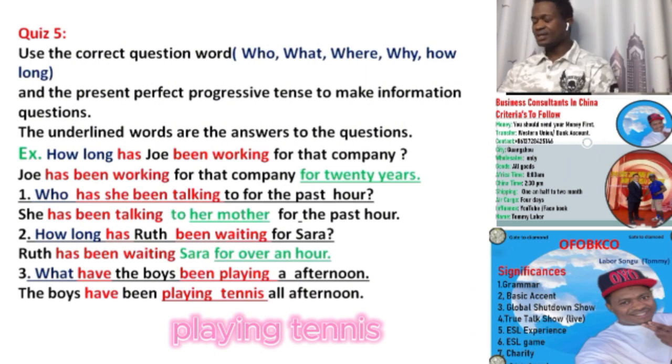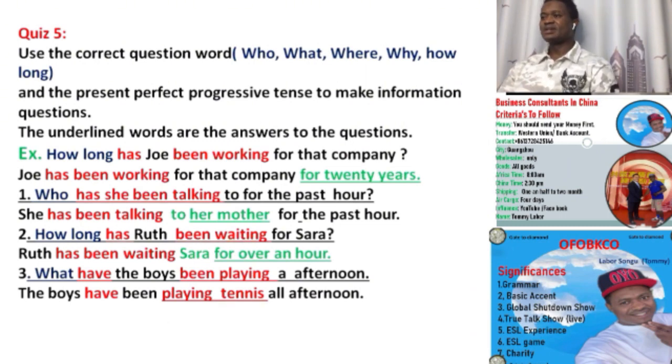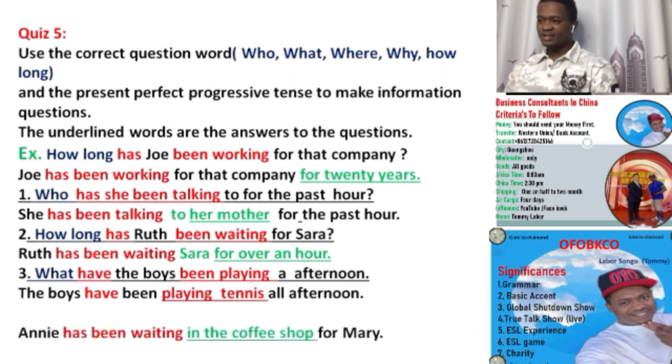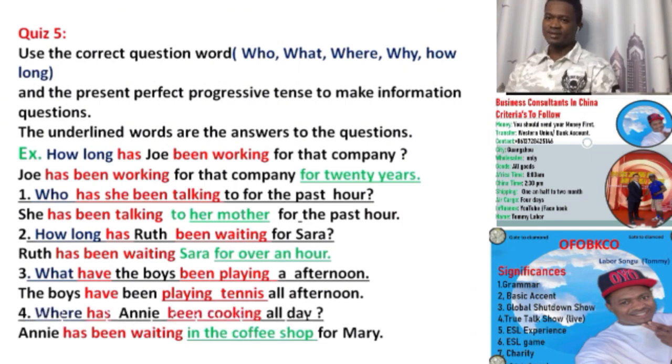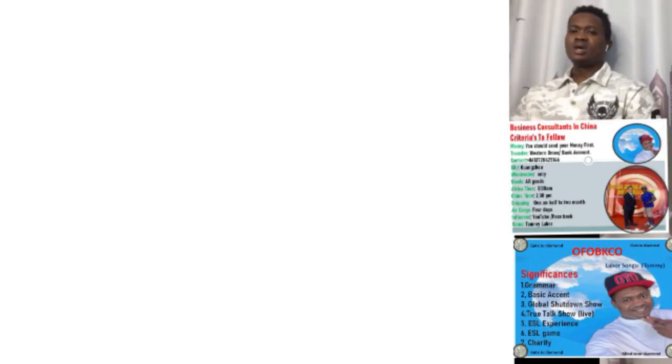All right? Okay, guys, present perfect progressive. All right, let's go to the next one here. Annie has been waiting in the office shop for Mary. So the answer here has to be in the office shop. Let's prove it. Let's see which question word we use here. Which one do you think is the right one? So the right one is where. Where has Annie been waiting for Mary?